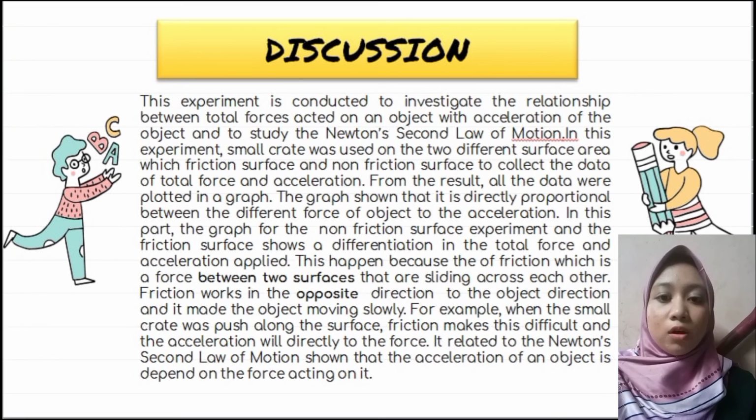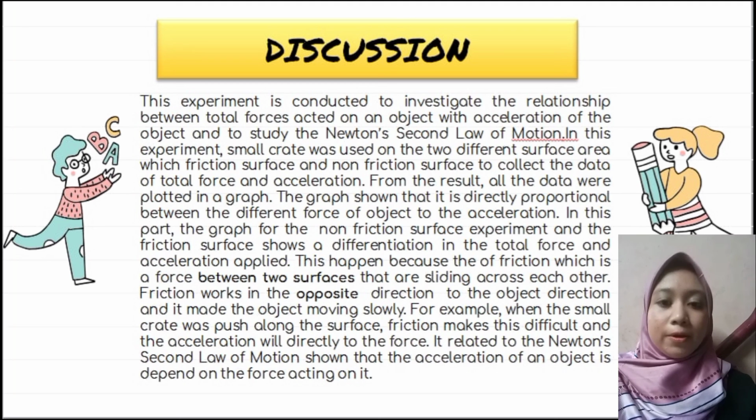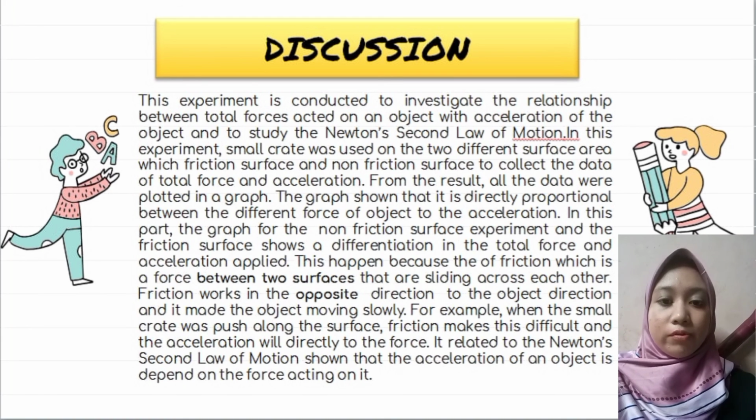Friction is a force that happens between two objects sliding against each other. Friction works in the direction opposite to the object's motion, which makes the object move harder and more slowly. We can relate this to the experiment: when the small crate moves on the friction area, it moves more slowly. We can relate this to Newton's second law of motion, where the acceleration is directly proportional to the total force of motion.